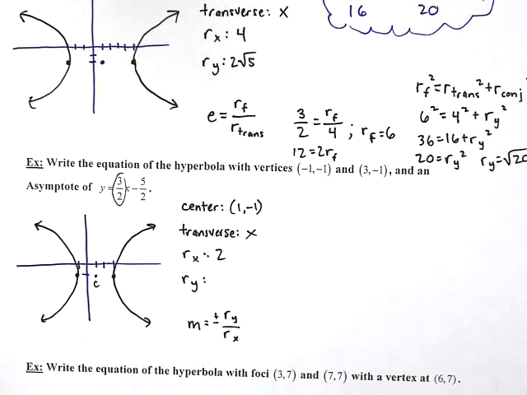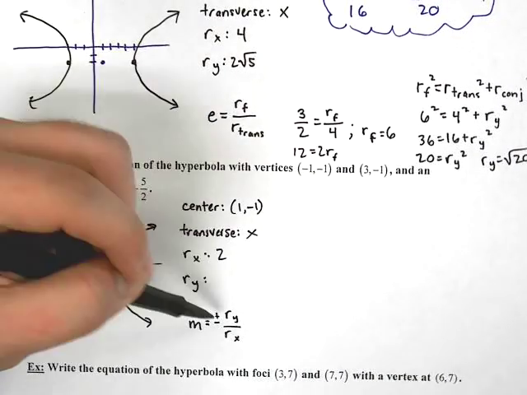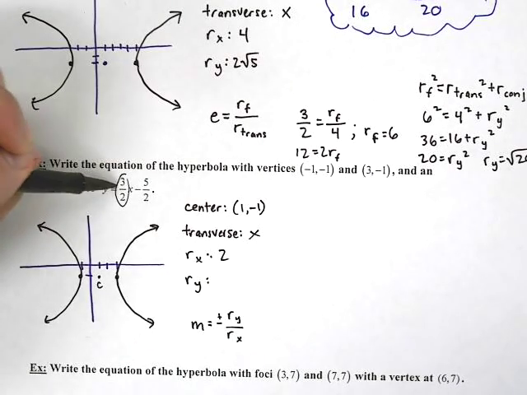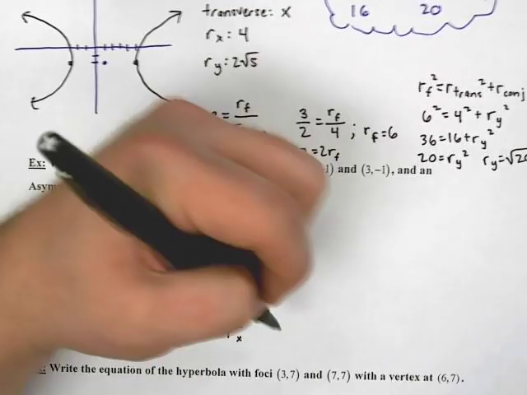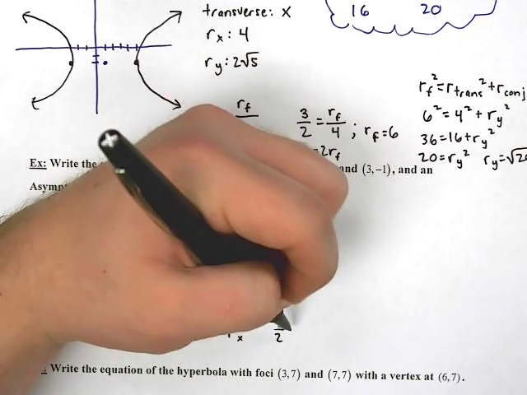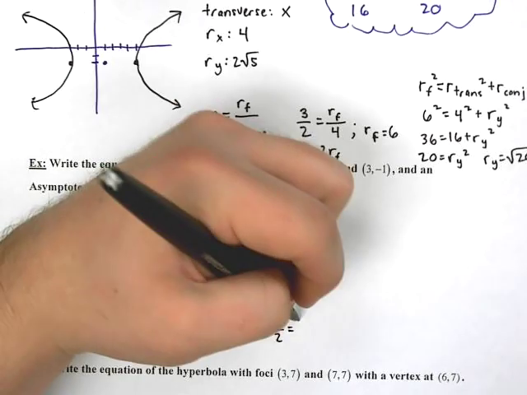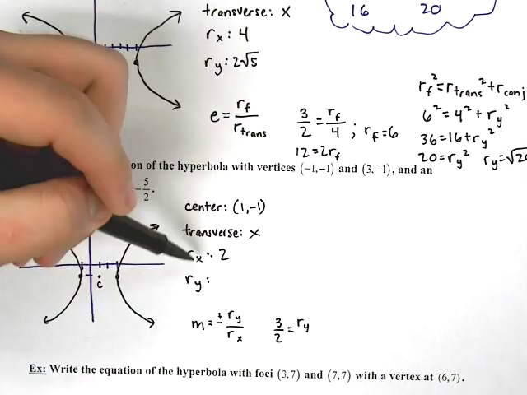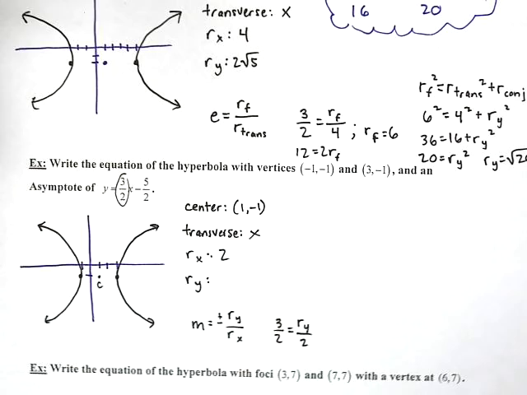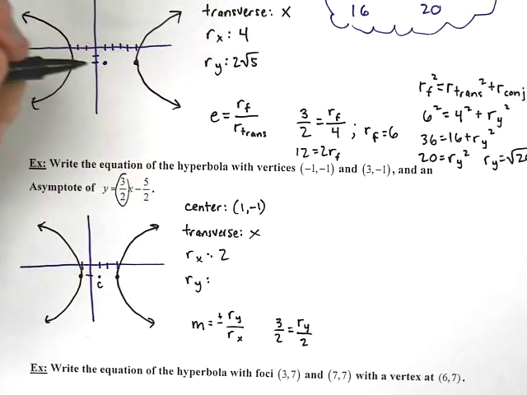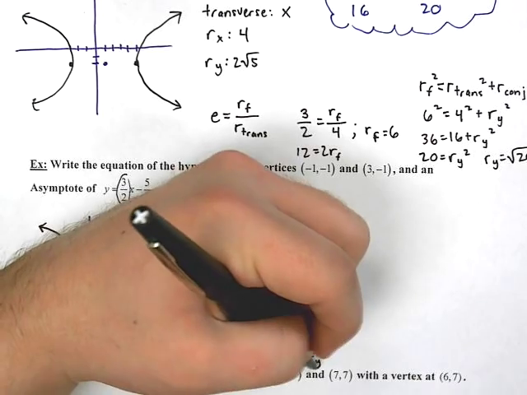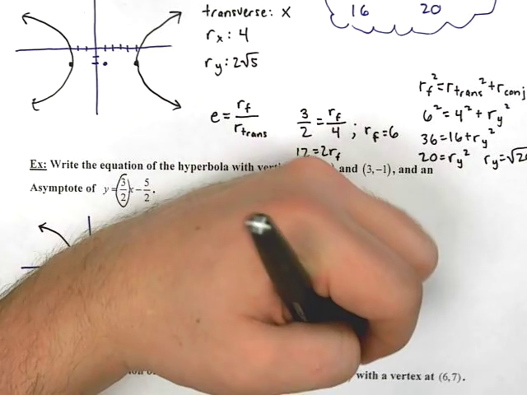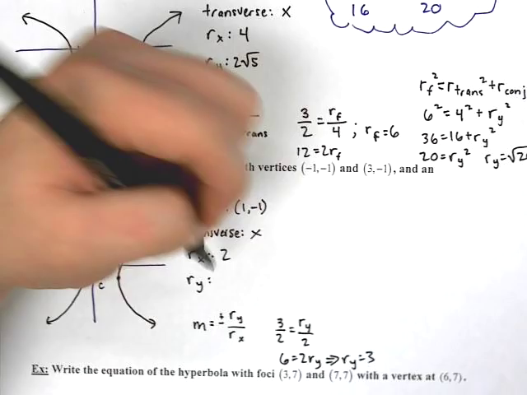Well, this is nice. Clearly, I'm going to use the positive version, right? If this is positive, then I'm going to use positive. But now I can just plug in, right? I know that the slope is 3/2. I don't know r sub y, I want it. But I do already have r sub x. It's 2. And so once again, I cross multiply. 6 equals 2 r sub y, and I get r sub y is equal to 3.